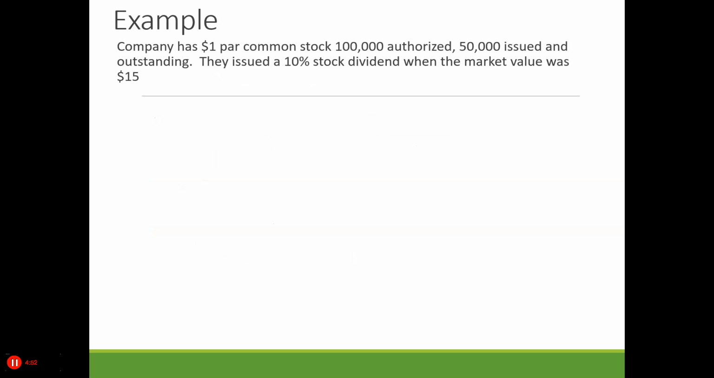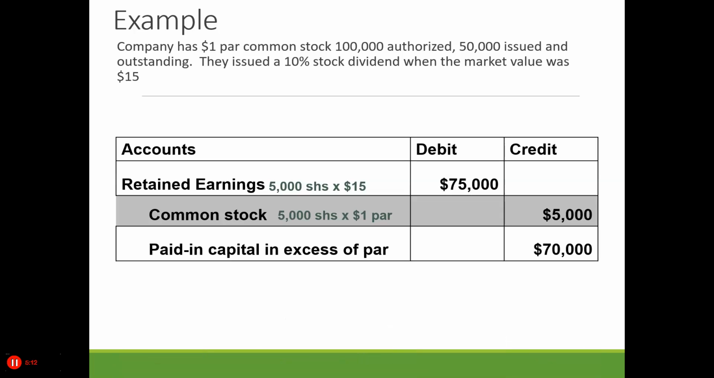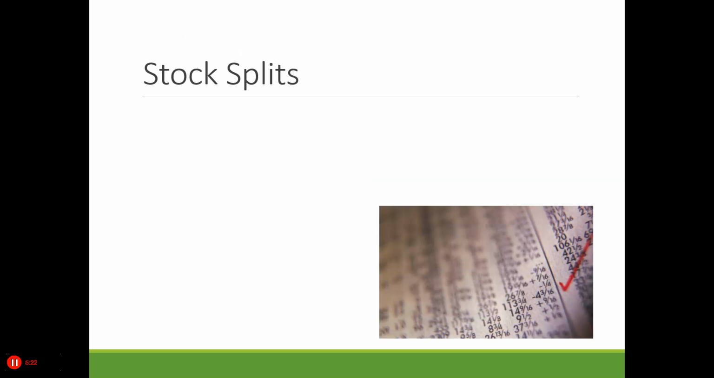So a company has 100,000 authorized, 50,000 issued and outstanding. They have a 10% stock dividend. So we're going to take 10% times 50,000, which gets us 5,000 shares times $15. And the par, 5,000. So that gives us our journal entry. We're going to take it out of retained earnings and move it to common stock and paid-in capital, which means it has zero effect on total equity because we're just moving it around.